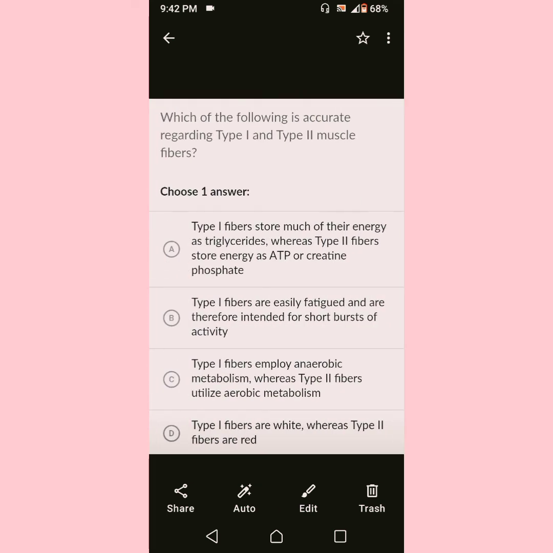Next MCQ is which of the following is accurate regarding type 1 and type 2 muscle fibers? Option A type 1 fibers store much of their energy as triglycerides, whereas type 2 fibers store energy as ATP or creatine phosphate. Option B type 1 fibers are easily fatigued and are therefore intended for short bursts of activity. Option C type 1 fibers employ anaerobic metabolism, whereas type 2 fibers utilize aerobic metabolism. Option D type 1 fibers are white, whereas type 2 fibers are red.